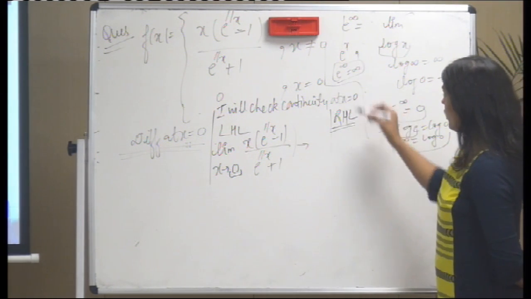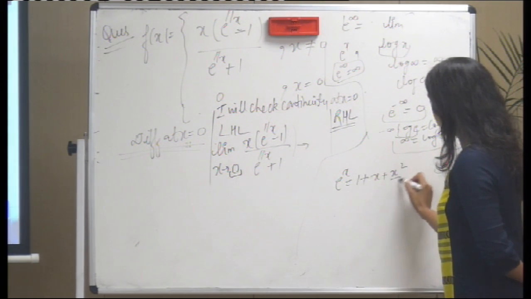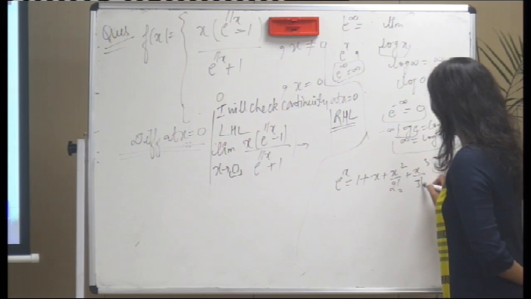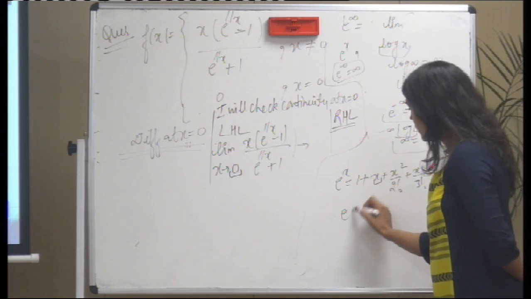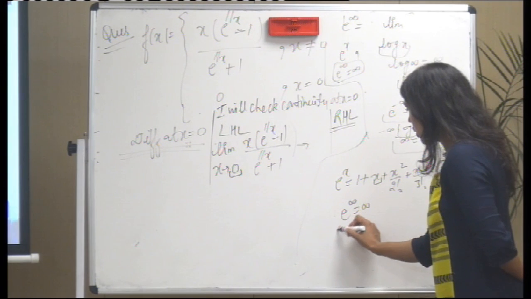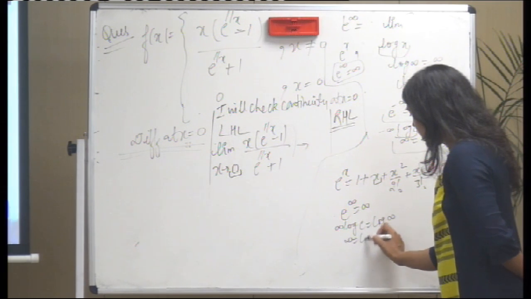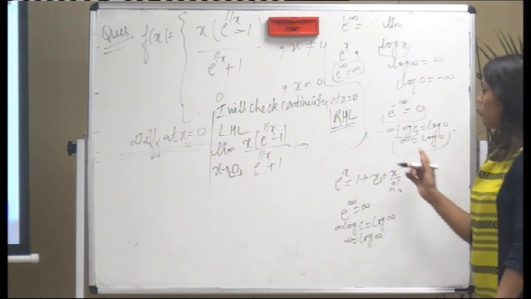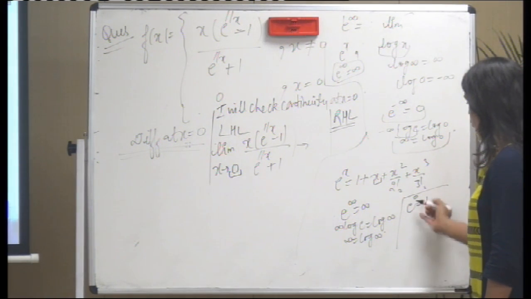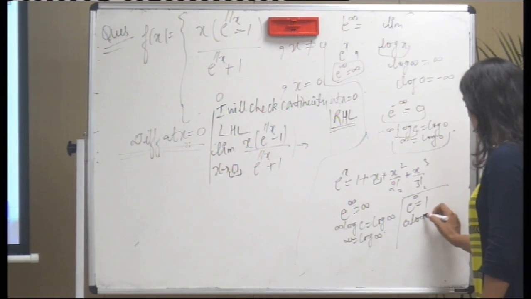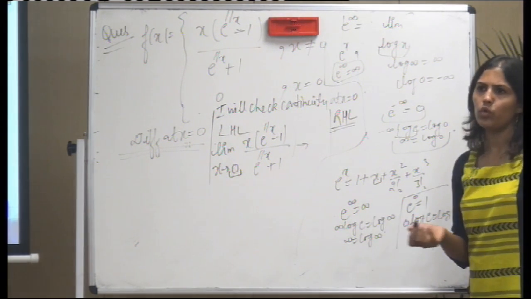For e to the power infinity, one more help I can give. You know the expansion of e to the power x. When you substitute infinity, this sum will be infinity, so e to the power infinity will be infinity. Apply log on both sides. Log infinity is infinity only. Fine. Now e to the power 0, which you know, is 1. Apply log on both sides: 0 times log e will be log 1, so 0. This way also you can find it out.